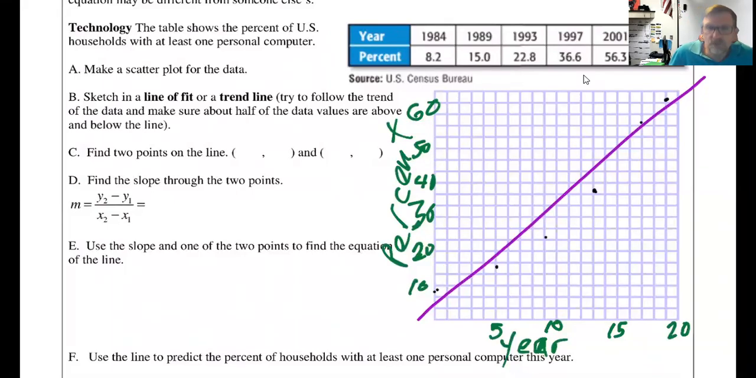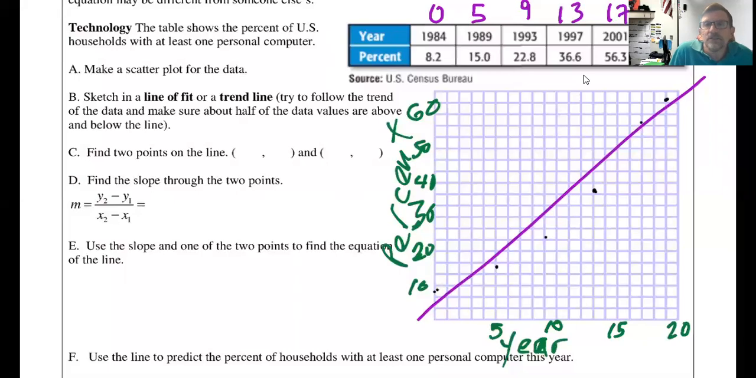The first thing you'd want to do when you see something like this is change the years to numbers that are a little easier to work with. Instead of 1984, we're going to call that year 0. Since 1989 is 5 years after that, that's a 5. 1993 is 9 years after that, that's 9. 1997 is 13. 2001 is 17 years after that. And then 2003 is 19.